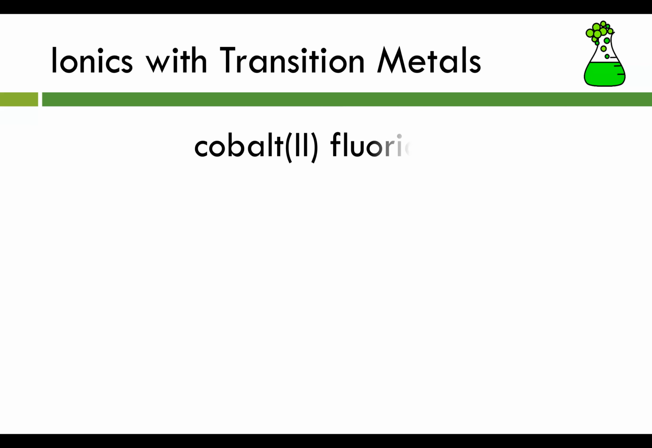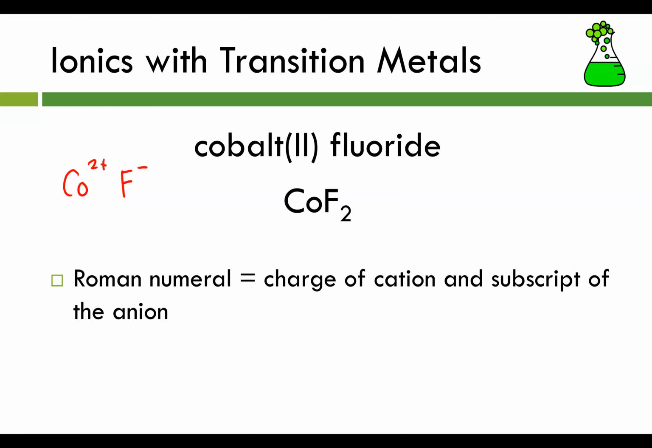Opposite direction. Cobalt-2 fluoride. Let's see. Cobalt, that 2 is telling me the charge, must be 2+. Fluorine is always going to be a -1 ion, a fluoride ion, crisscross method. CoF2. Remember that the Roman numeral is just telling you the charge of the cation, and before you reduce it, it will also be the subscript of the anion. No reducing or simplification needed here.